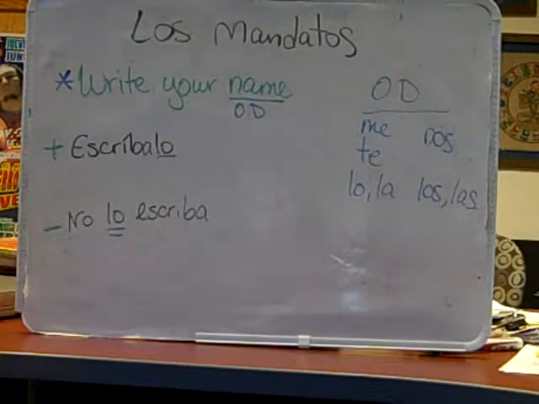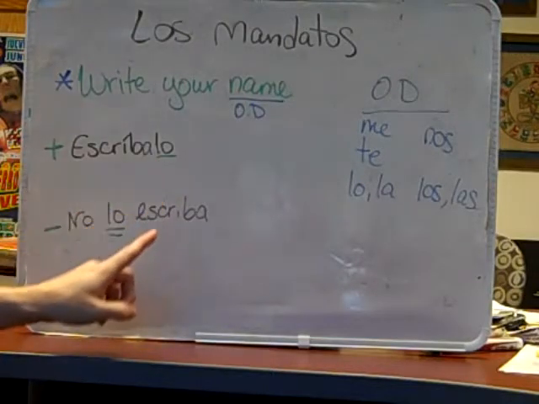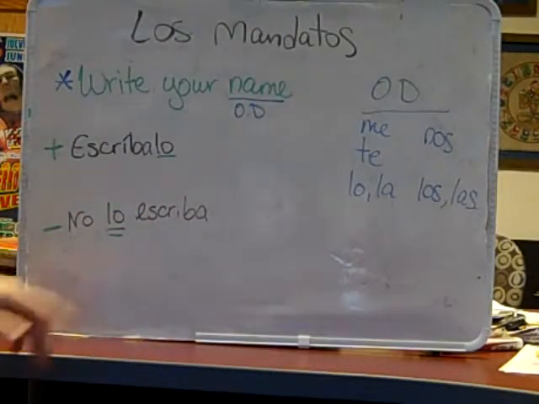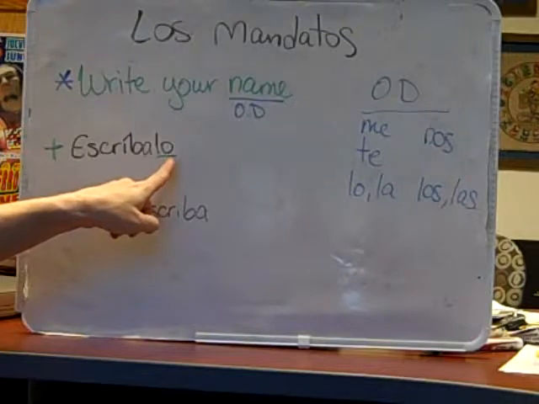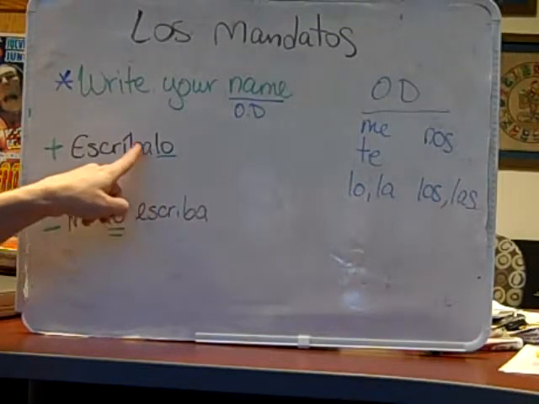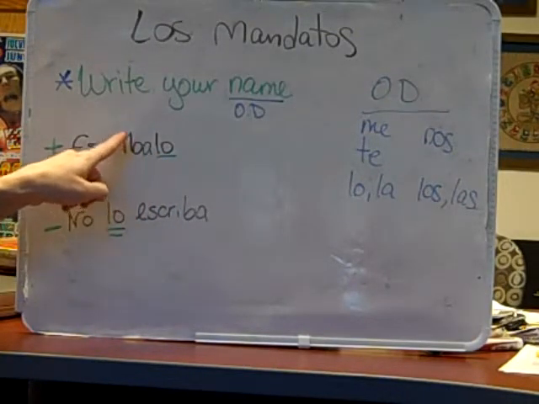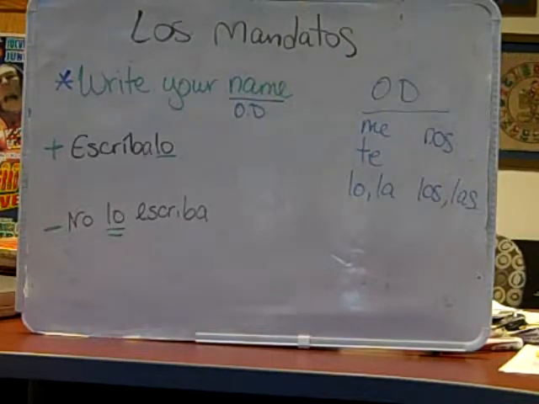And how do we know where our accent mark goes? Well, you're going to count by your vowels, A, E, I, O, U. You're going to start from the back. So we have vowel 1, vowel 2, vowel 3, accent mark. And it becomes escríbalo, write it.